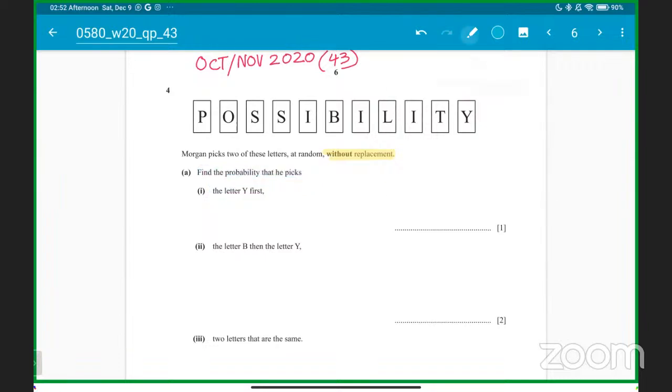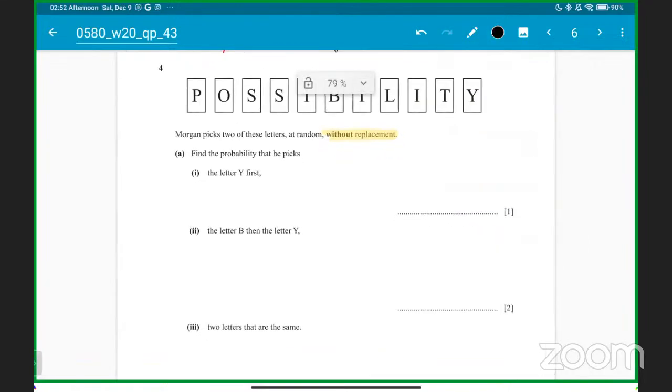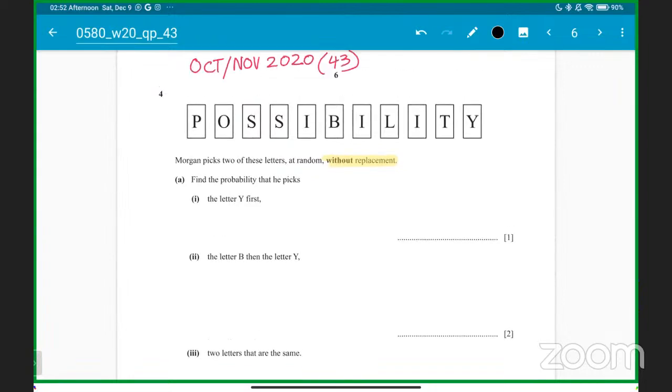If he is picking the letter Y first, then he can pick any letter next, so not a problem. All of the letters are available. Y is only coming 1 time, students, and you just count how many total values there are: 1, 2, 3, 4, 5, 6, 7, 8, 9, 10, 11. What comes in the denominator is total outcomes, so total outcomes are 11. And if you need to select Y first, only one Y is available. So 1 over 11 is the answer for the first one.